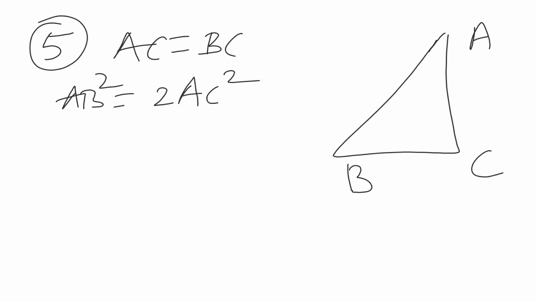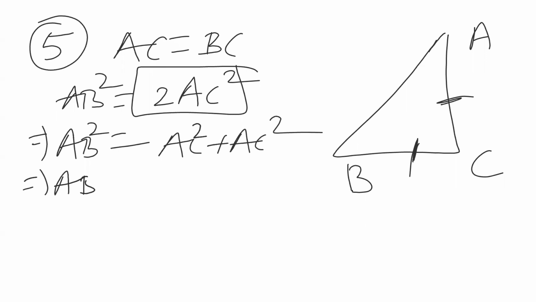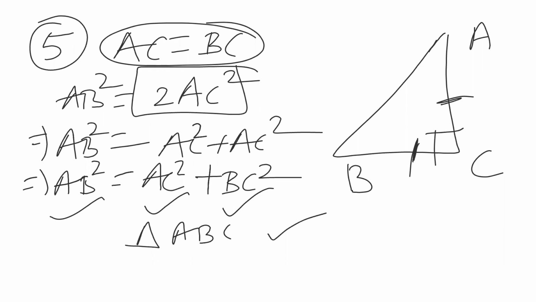Now it is given that AC and BC both are equal. So this can be written as twice AC square. You can write it as AC square plus AC square, and AC and BC both are equal. So in a triangle, AB square is equal to AC square plus BC square, then triangle ABC is right angled. Yes or no? Yes, sir.